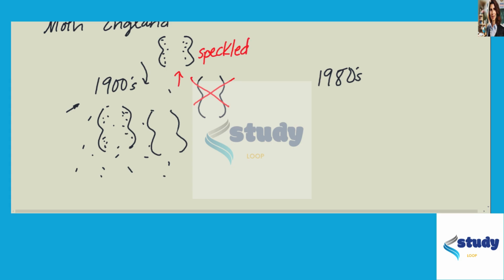So due to the increased survival of the speckled moth, you're going to have them increase in number inside of the population, whereas the white moth will begin to decrease as they are predated on more.